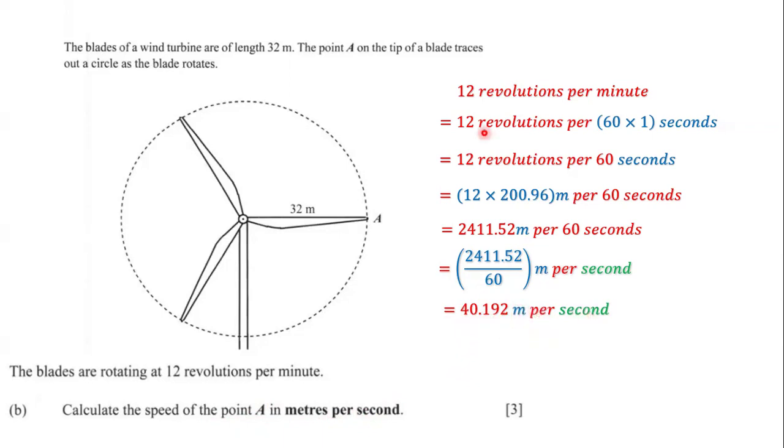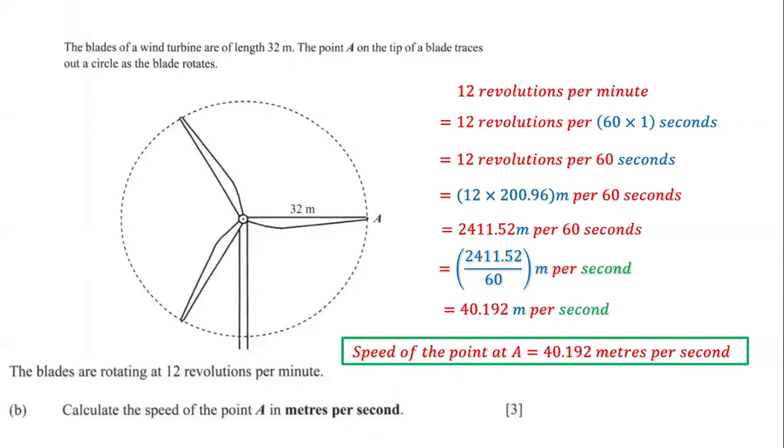And that's the answer to this question. So if we want to write this answer explicitly, we have the speed of the point at A in meters per second is equal to 40.192 meters per second. And that is our final answer to this question. Again, 40.192 meters per second is our answer.